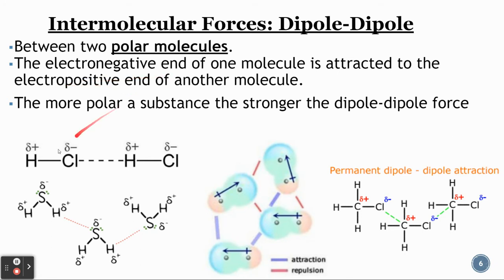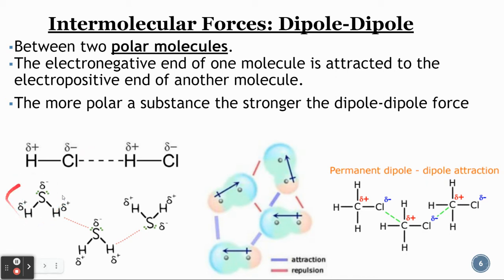electropositive end of another. In other words, if you look at HCl, HCl is a polar molecule, and the Cl is more electronegative, so the Cl side has a partial negative, and the H side has a partial positive. And so the partial negative Cl over here is attracted to the partial positive H of another HCl molecule, a separate one. So this here would be the dipole-dipole interaction.